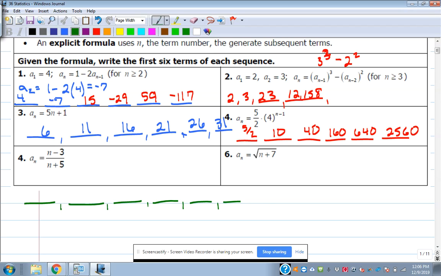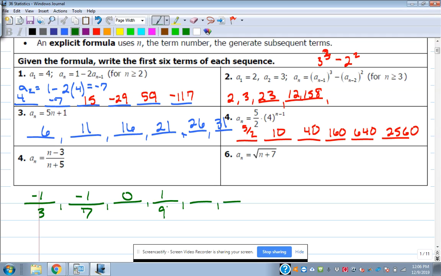Plug in a 1, that'd be negative 3 over 6, which would be negative 2 over 6, which would be negative 1/3. Plug in a 2. 2 minus 3 is negative 1 over 7. Plug in a 3. 0 over 8, which is 0. Plug in a 4. 4 minus 3 is 1 over 9.